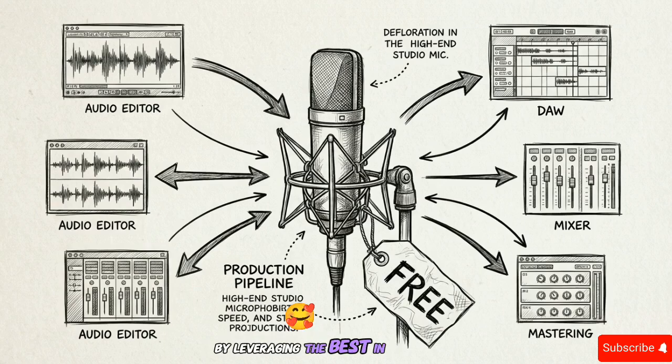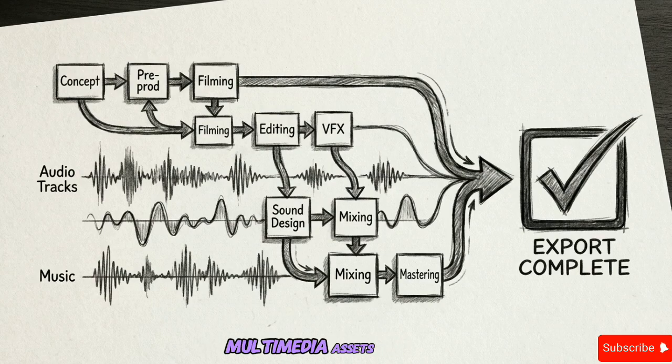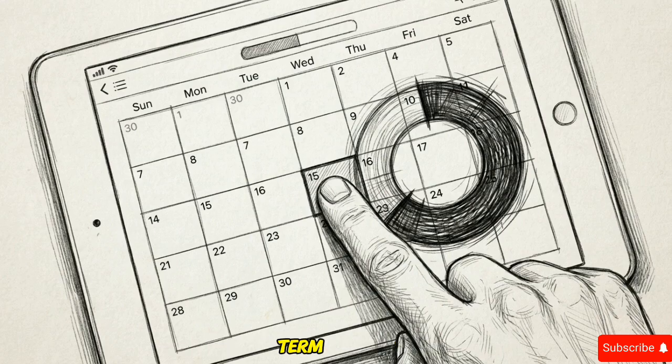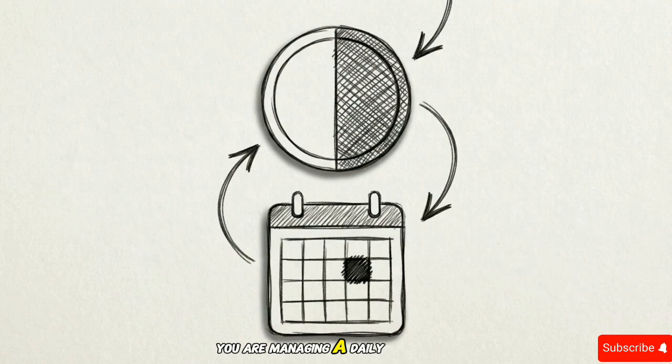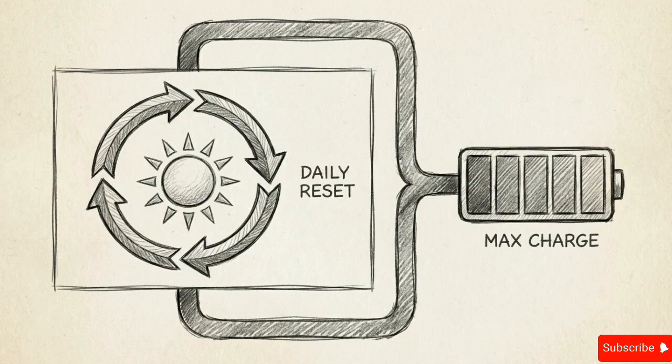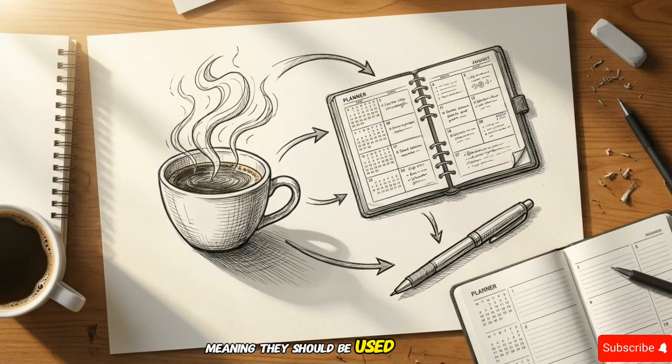By leveraging the best-in-class features of each specific tool, you can produce high-quality multimedia assets without ever reaching for a credit card. To maintain this setup long-term, you must understand how the free AI landscape operates. You are managing a daily allowance credit economy rather than a monthly financial subscription. Some tools use daily resets. Platforms like Perplexity and Leonardo AI replenish their usage tokens every 24 hours, meaning they should be used consistently for your everyday tasks.